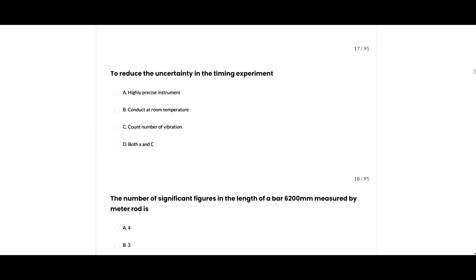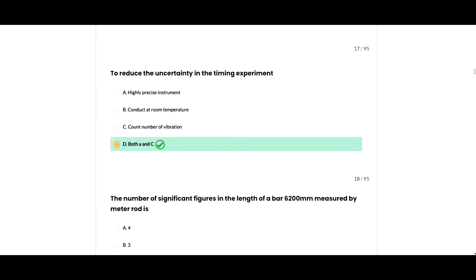The next use is here to reduce the uncertainty in the timing experiment. Which option will be correct? In this MCQ, the correct option is given here. D option is correct. Must remember, to reduce the uncertainty in a time experiment we require a highly precise instrument. So D option is correct.